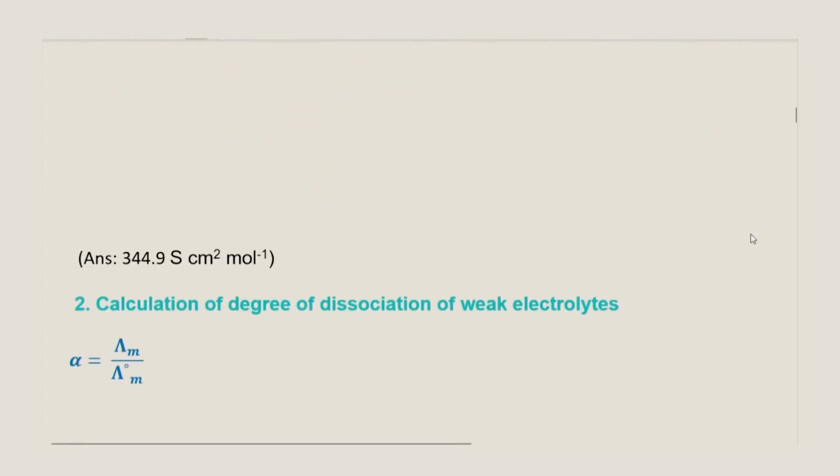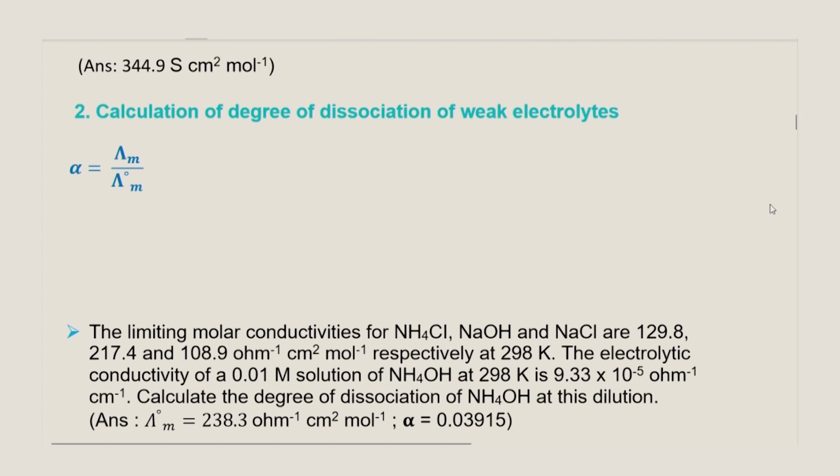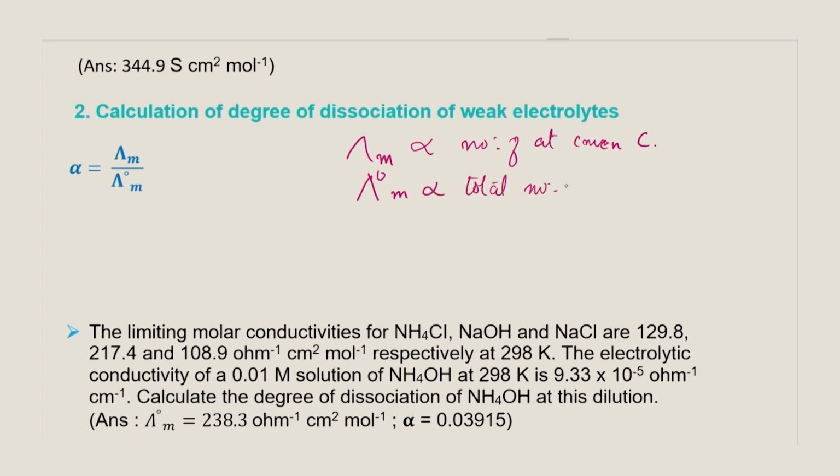Next, we have to see the calculation of degree of dissociation of weak electrolytes. We know that weak electrolytes get only partially ionized in solution, and at a particular concentration C, lambda m will be proportional to the number of ions at that concentration, and lambda 0 m will be proportional to the total number of ions, because all of it is ionized at infinite dilution. Therefore, the ratio will give you alpha, the degree of dissociation. Now, lambda m is determined experimentally, while lambda 0 m is calculated using Kohlrausch's law, as we have been doing so far, and substituting these values you can find out the degree of dissociation of a weak electrolyte.